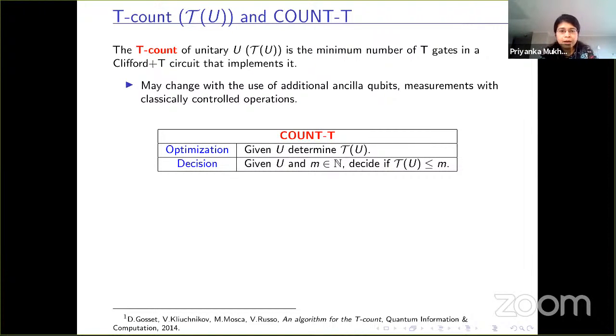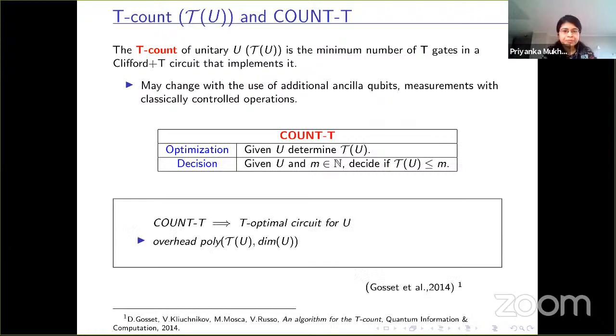Let's define the problem Count-T. In the optimization version, we are given a unitary, and our task is to determine the T-count of this unitary. And in the decision version, we are given this unitary and a natural number m, and we have to decide if the T-count is at most m. And it has been proved by Gosset, Kliuchnikov, Mosca, and Russo that if we can solve Count-T, then we can get a T-optimal circuit for this unitary with overhead at most polynomial in the T-count of U and the dimension of U.